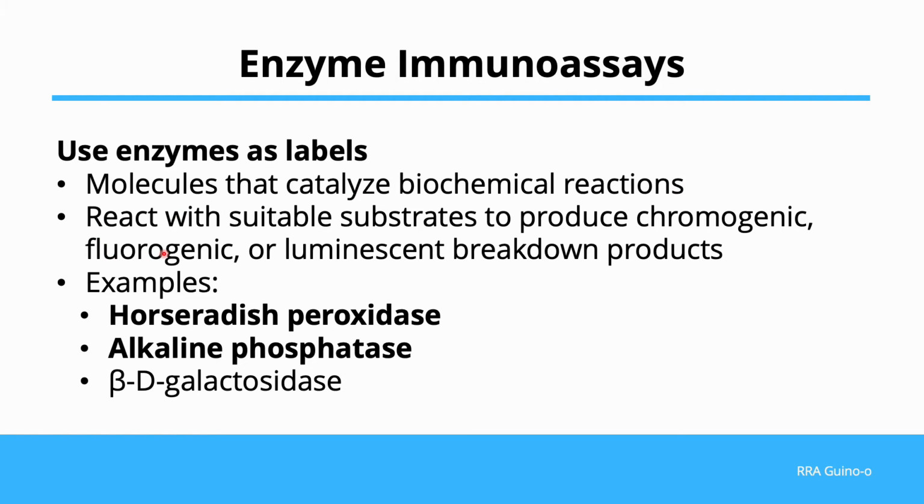Fluorogenic compounds are compounds that, when excited by light, give off light in turn at a lower wavelength. Meanwhile, luminescent compounds are compounds that are able to give light by themselves without the need for excitation. Some examples of common enzymes used today are horseradish peroxidase, otherwise known as HRP, alkaline phosphatase or ALP, and beta-D-galactosidase. Among these three, HRP and ALP are the most widely used.